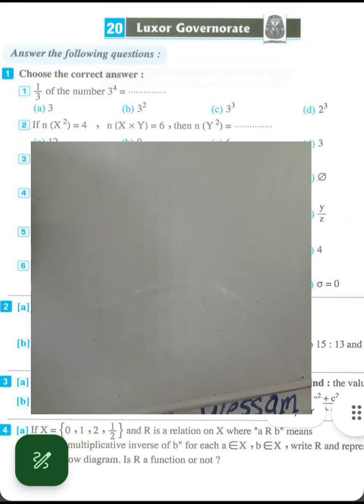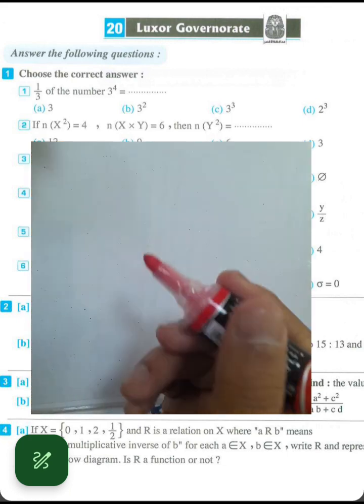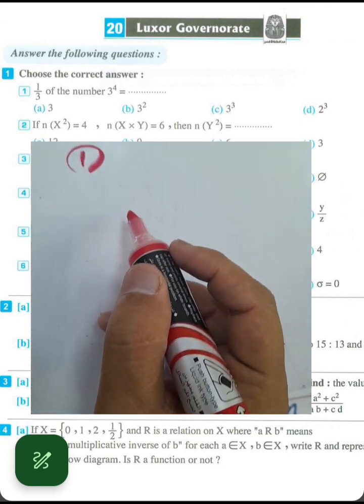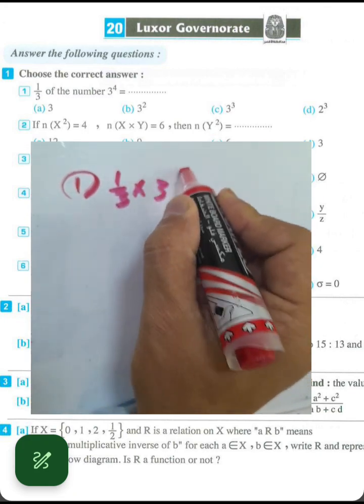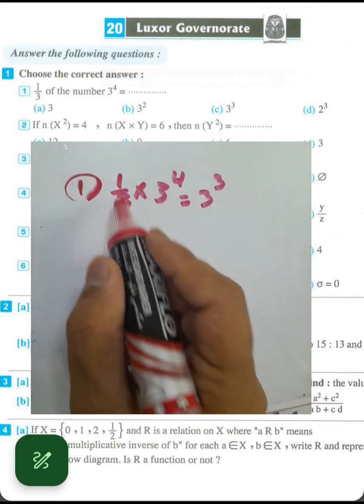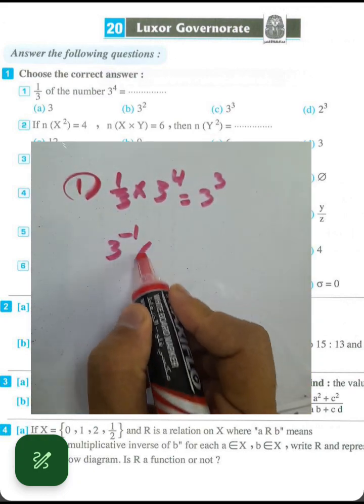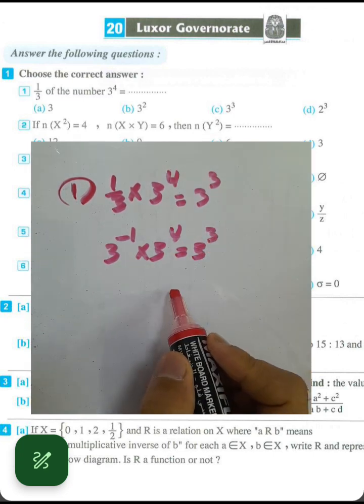Question number 1 about this example. Number 1 here, he tells us 3 power negative 1 multiplied by 3 power 4. It will be 3 power 3, because 3 power negative 1 times 3 power 4, the result will be 3 power 3.